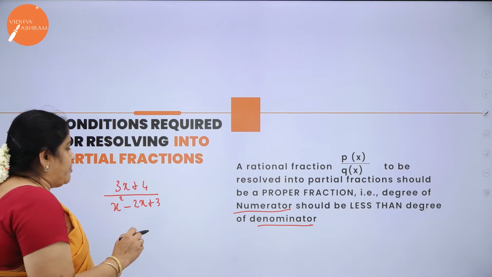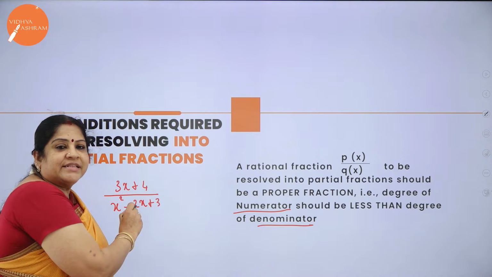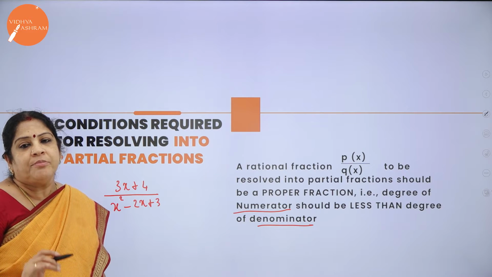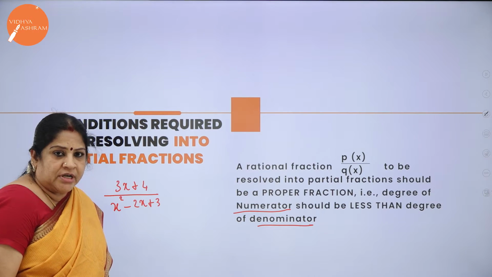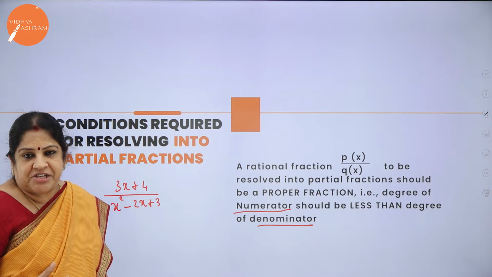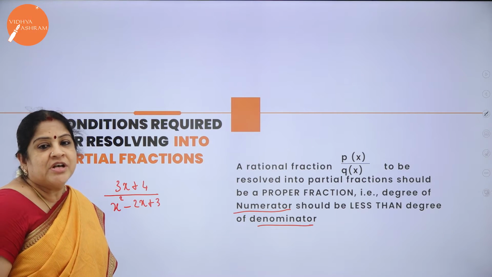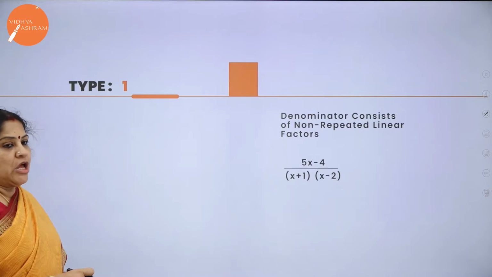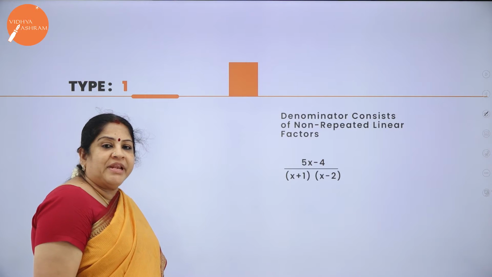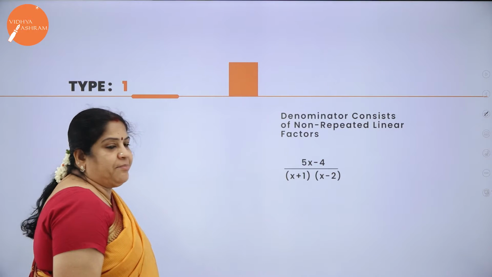So, for it to be a proper fraction, the degree of the numerator should be less than the degree of the denominator. Only then can we resolve it into partial fractions. If not, then you have to convert it, get it into some proper fraction, and then proceed. That we will study in due course of time in the various types of solving of partial fractions. Now, the first type is when the denominator consists of linear non-repeated factors.